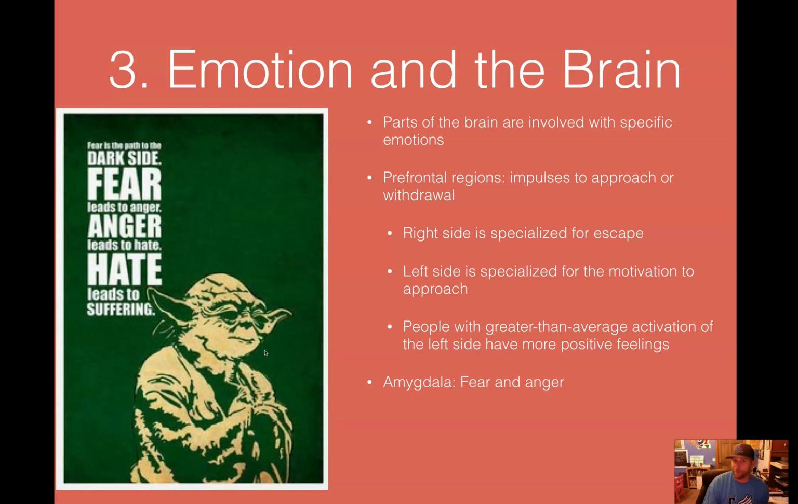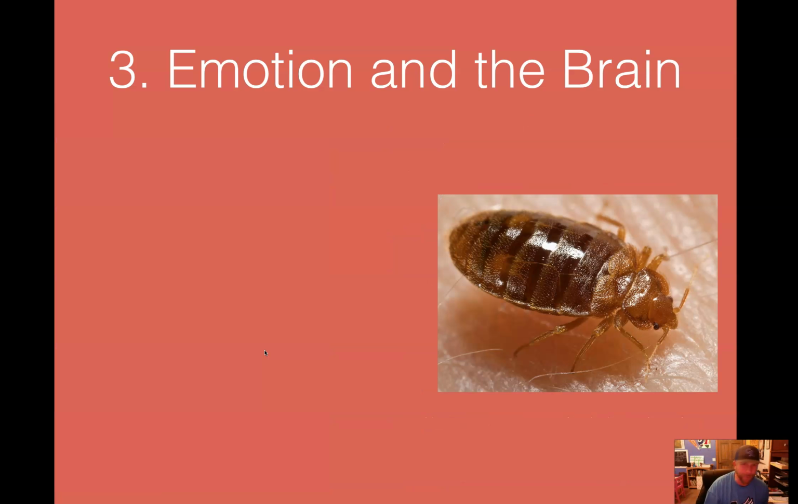Hate leads to suffering. That's the path of the dark side. Damage to it may hinder recognizing fear in others. If it's overactive, you might turn into the Hulk. So don't do that. The cerebral cortex can override fear and anger. When we're scared or angry, we can overcome those with our higher brain functions. So you can have the 20 seconds of courage from We Bought a Zoo.